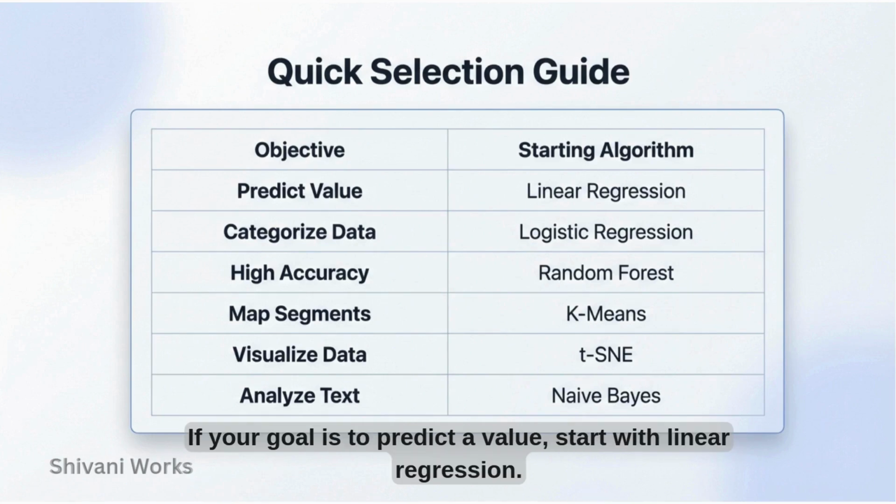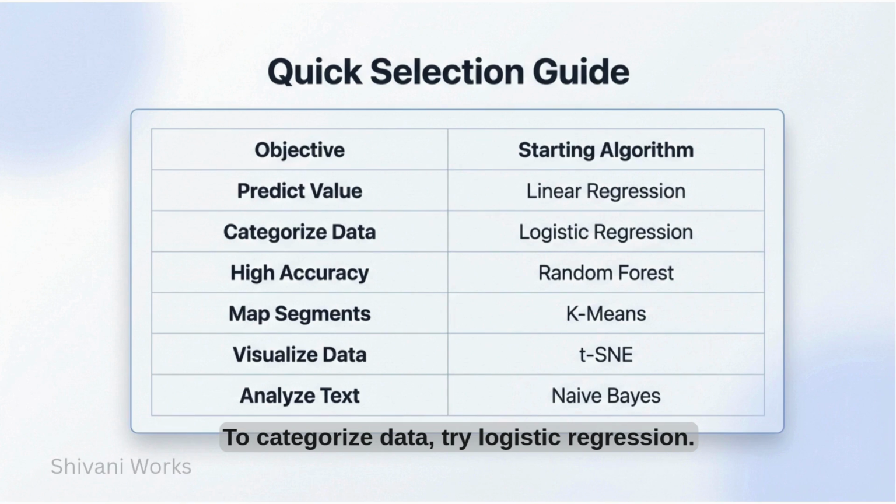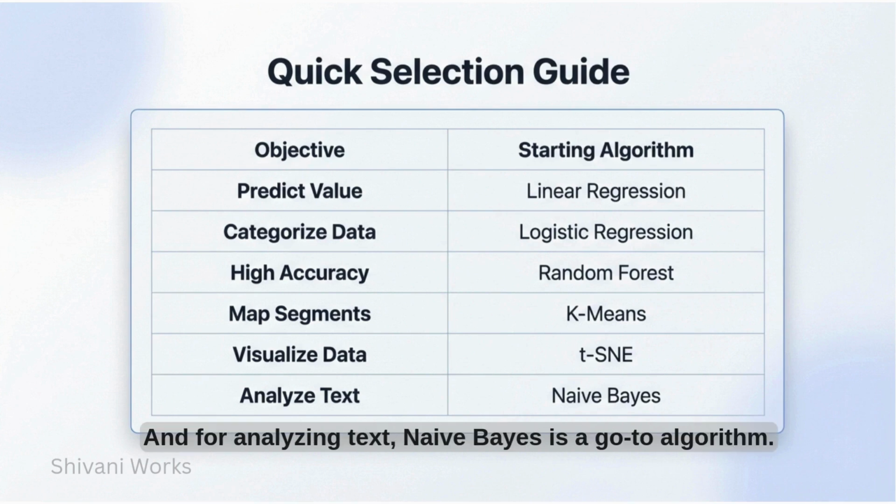Here's a quick guide. If your goal is to predict a value, start with linear regression. To categorize data, try logistic regression. For high accuracy, random forest is a solid choice. If you want to map segments, use k-means. For visualizing data, t-SNE is helpful. And for analyzing text, naive Bayes is a go-to algorithm. This cheat sheet can save you time and effort.